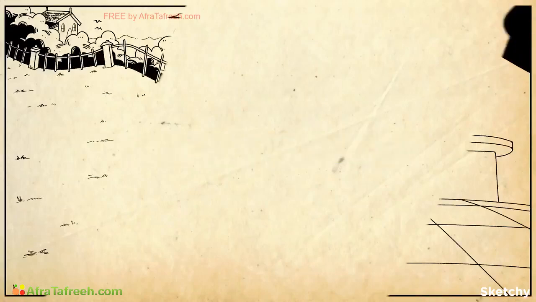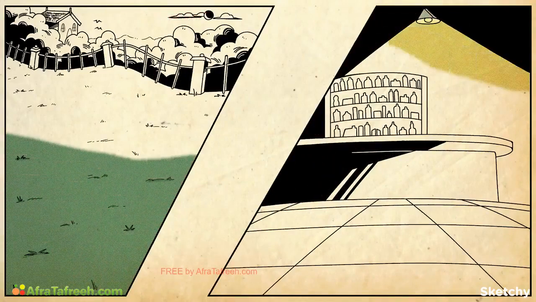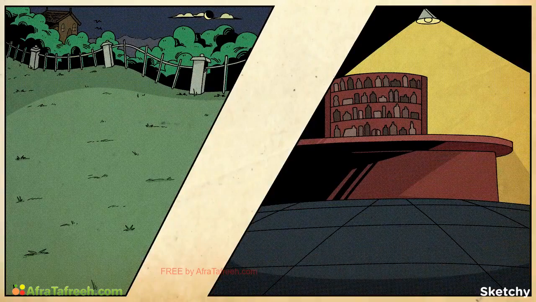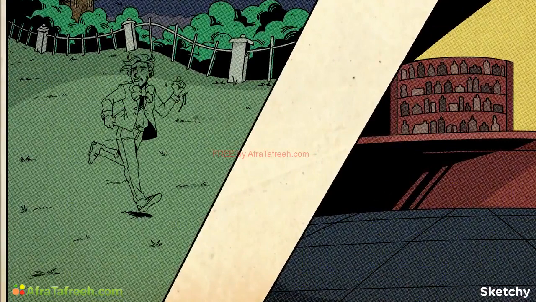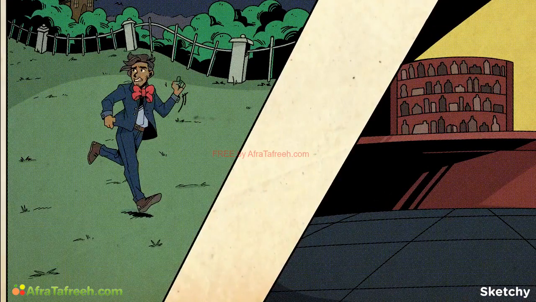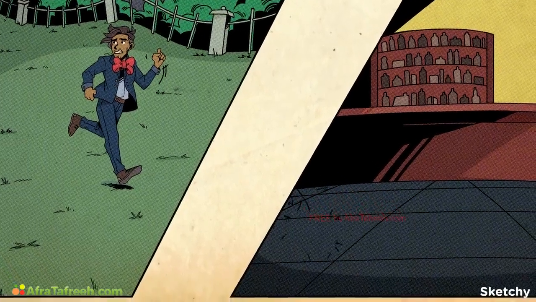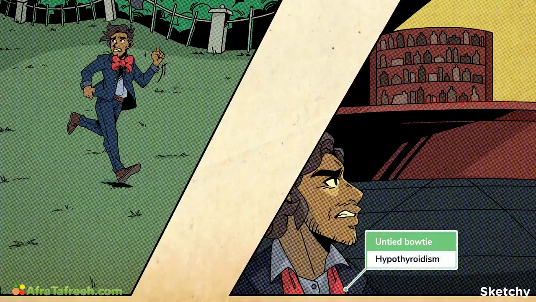Welcome to the next chapter of our thyroid journey, where we will be going over what happens when the thyroid's, or in this case, a spy's, best laid plans go awry. First up, we will cover hyperthyroidism, which occurs when there are abnormally elevated levels of thyroid hormones. This will be depicted in this left panel, where our spy is on the run in a comically large bow tie. Next, we will go over hypothyroidism, which occurs when there are abnormally low levels of thyroid hormones.